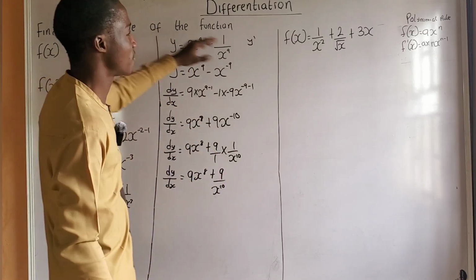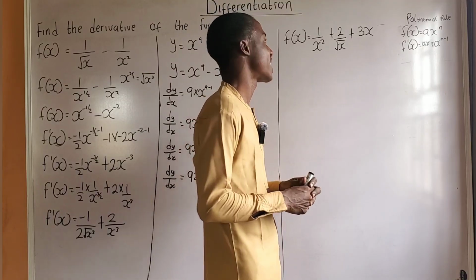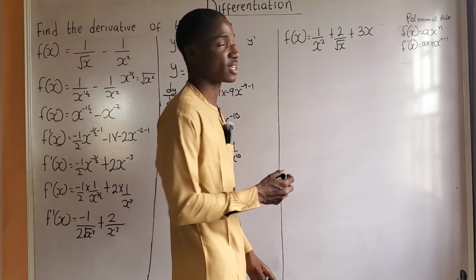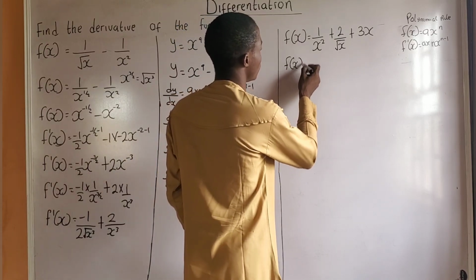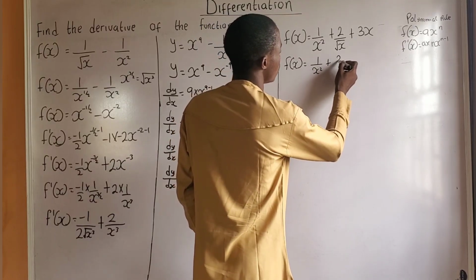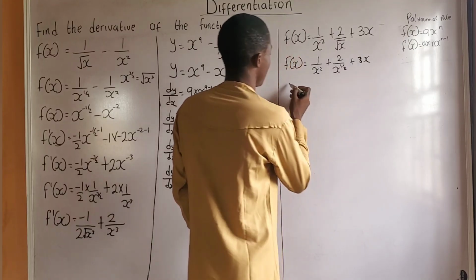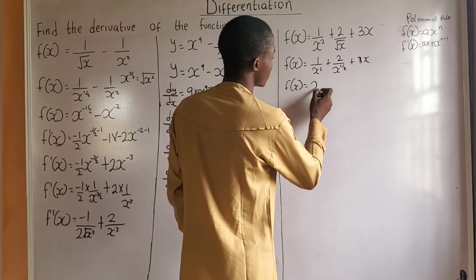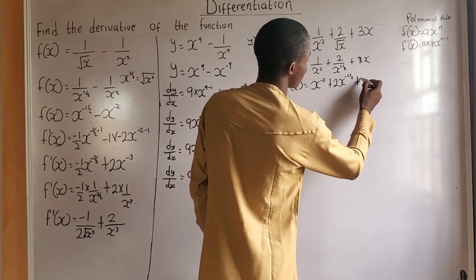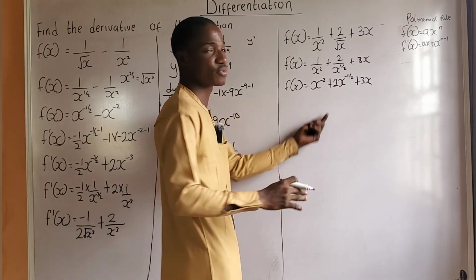We are asked to find the derivative of the function f of x equals 1 over x squared plus 2 over root x plus 3x. Okay, it is easy to do this. Let us rewrite f of x as this. Let's do it step by step. 1 over x squared plus 2 over x raised to the power of 1 over 2 plus 3x, okay? f of x is equal to x raised to the power of negative 2 plus 2x raised to the power of negative 1 over 2 plus 3x. Do you understand? Now, it is easy to differentiate this function.